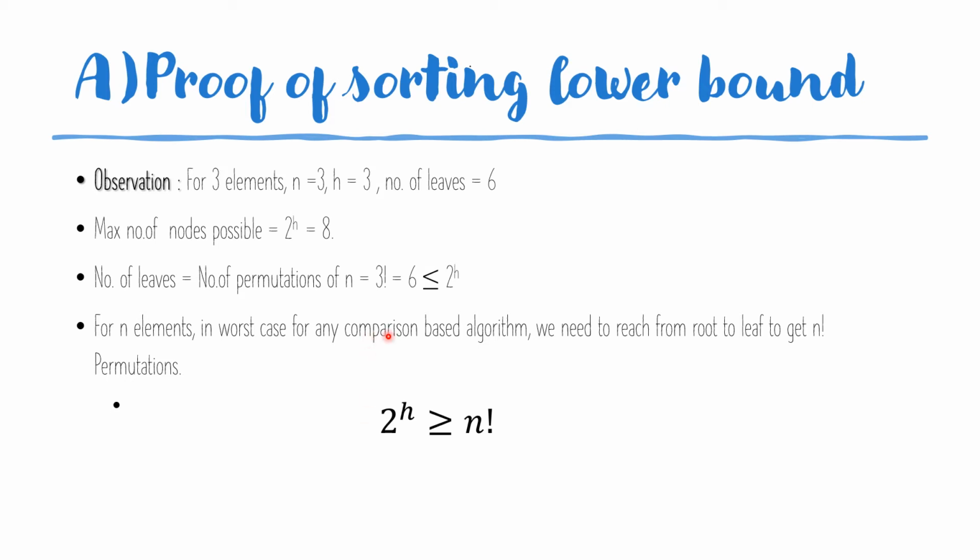Here we can simply say that 2^h is greater than or equal to n factorial. That is, we got 8 as the maximum number of nodes in the previous problem for n equal to 3, and we got 6 possible leaves. So the number of possible nodes is 8, but we got only 6. So we derive this generalization that 2^h is greater than or equal to n factorial.